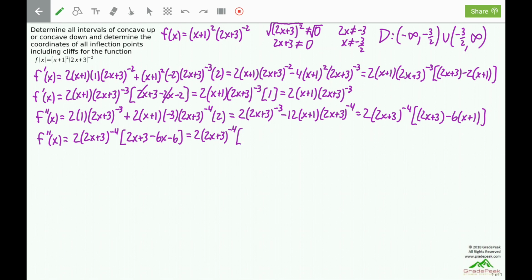And in the square brackets, we can combine like terms together. 2x and minus 6x will be a negative 4x. And 3 and minus 6 will be a negative 3. We can factor a negative out of the square brackets. It can move all the way to the front with the 2, so it'll be negative 2 times 2x plus 3 to the negative 4. Square brackets can now be written as parentheses, and we will have, after factoring out a negative, positive 4x and positive 3.